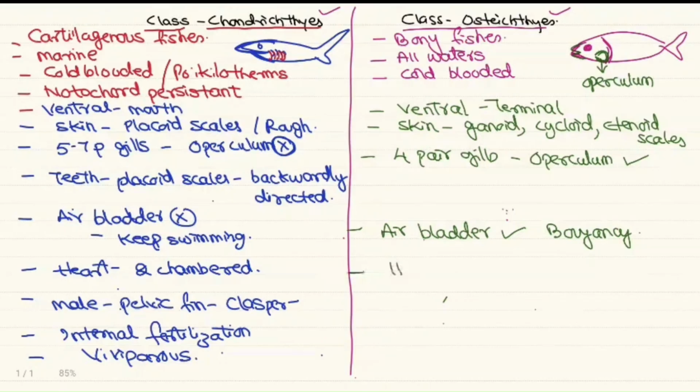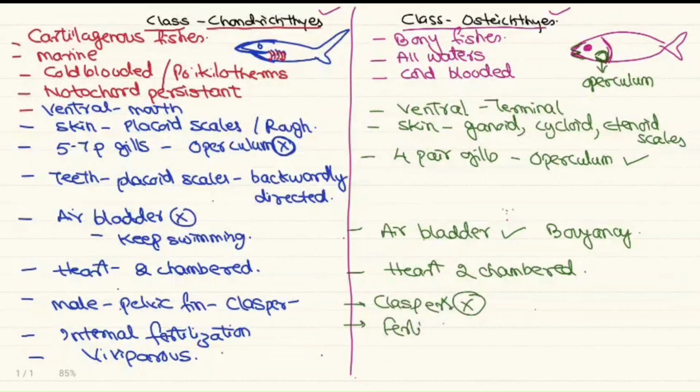The common characters, again heart is two-chambered. Heart usually has one atria and one ventricle. The fertilization is external as claspers is absent. So bony fishes don't have any claspers, thus the fertilization is mostly external. So they lay the eggs and they fertilize in the water. These are mostly oviparous, that is egg laying.